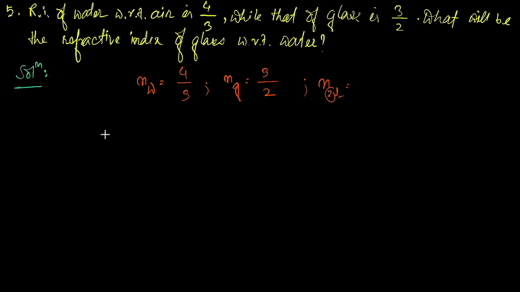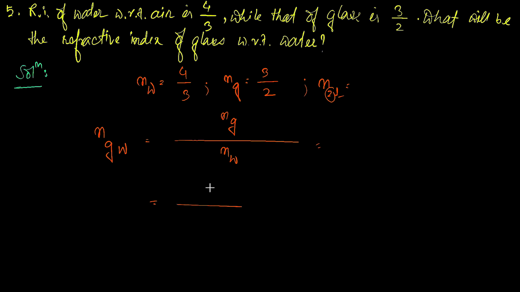So what we can write here: we have to find out the refractive index of glass, N_g, with respect to the medium water. There is a formula to find that, which is nothing but N_g by N_water. Whenever two mediums' refractive indices are given and we have to find the refractive index of one medium with respect to the other, we can use that relation. So put down the values.